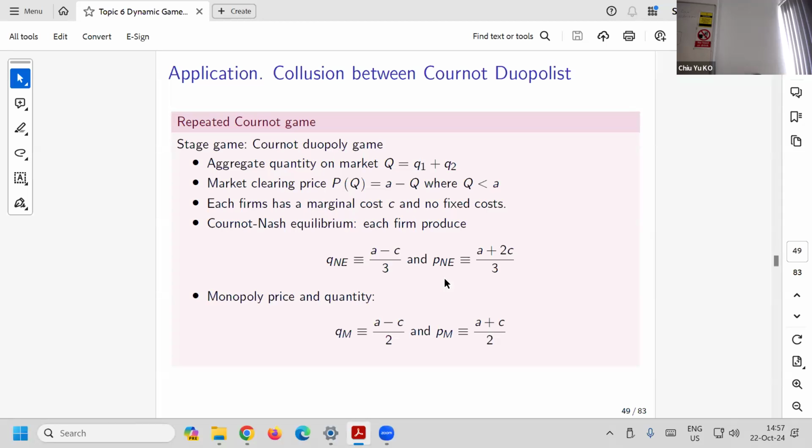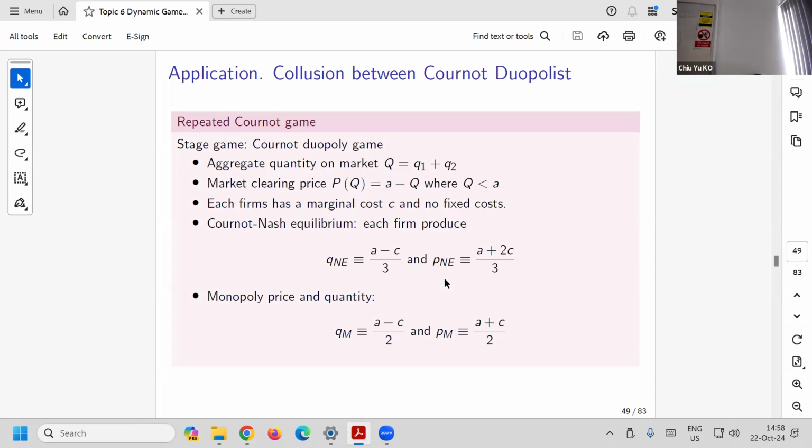Now, the intermediate step is a little bit more complicated, and that's what we do next. So we'll finish this, and then that's the end for today, because I think that will be complicated enough and we'll consume all the time. And then we'll leave the application of price collusion to the next class.